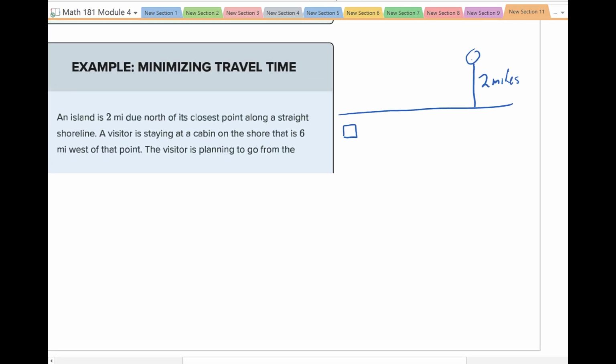Okay, so this distance is 6 miles. The visitor would go down the shore along the beach so far and then turn and swim. So it'd be something like this.